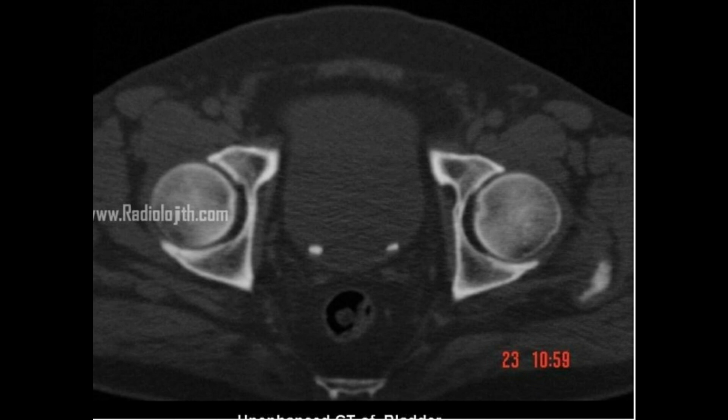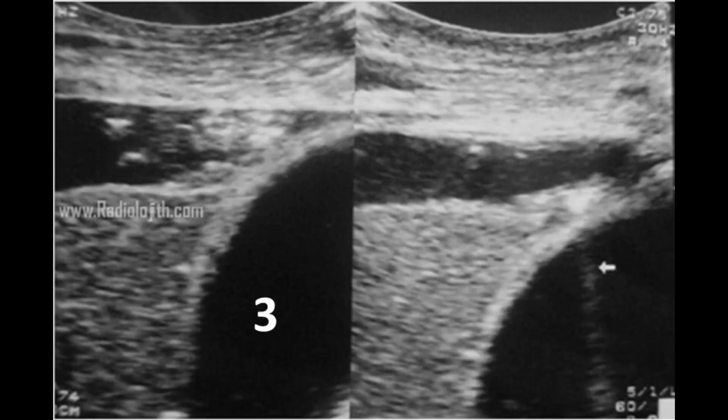Okay, we will go to the third case. This is an ultrasound image done in the epigastric region in the sagittal view, mid-sagittal view. Think about it, and a complete diagnosis is needed. Can I give the answer? Epigastric ultrasound is showing the left lobe of liver.